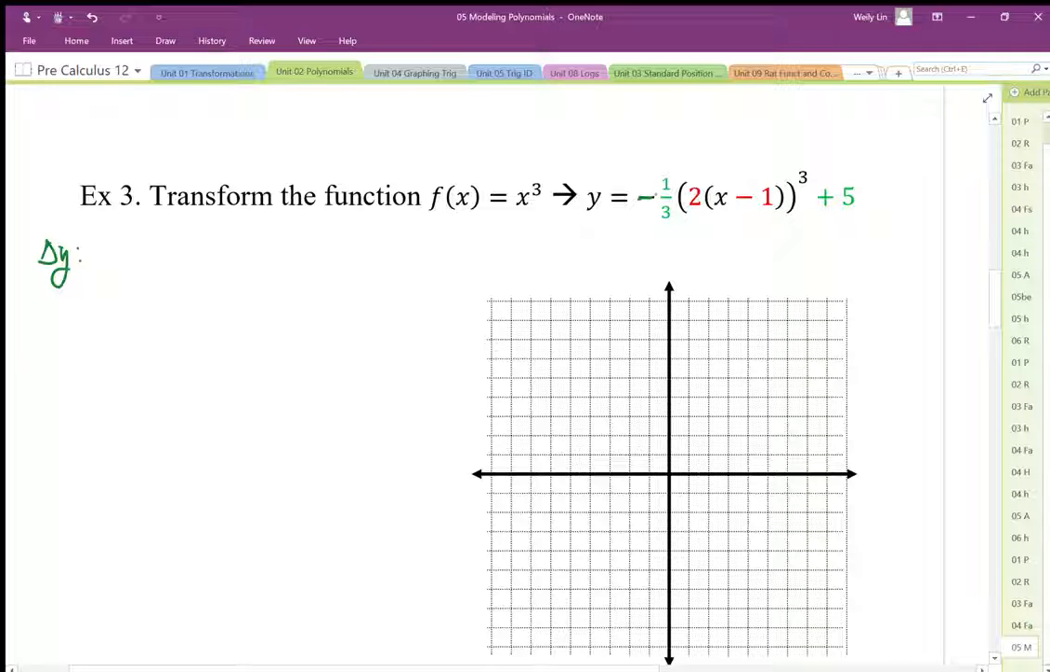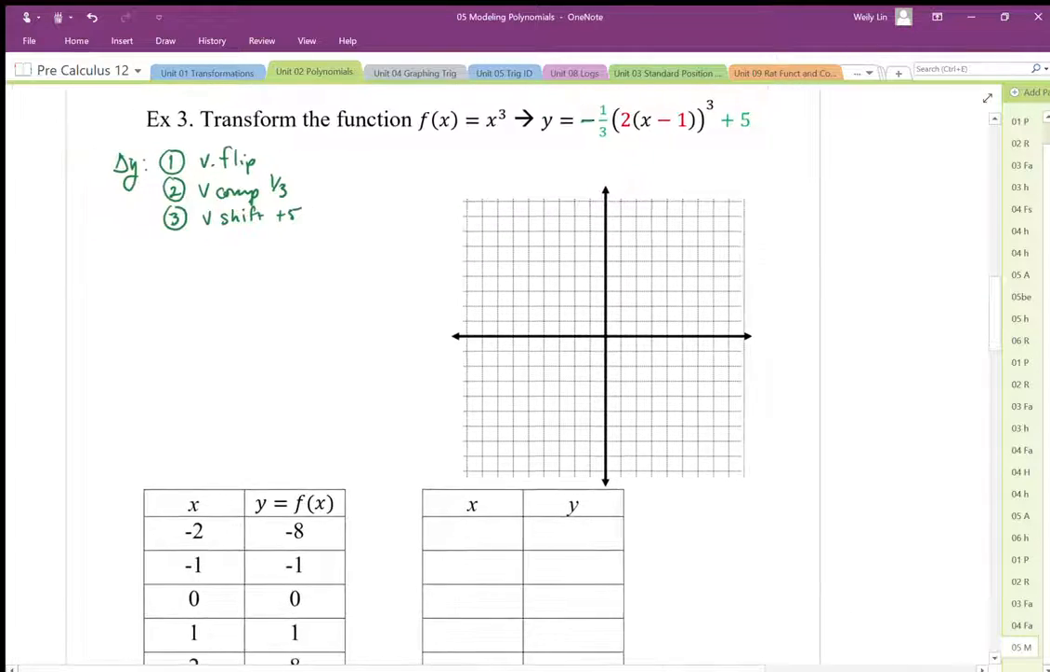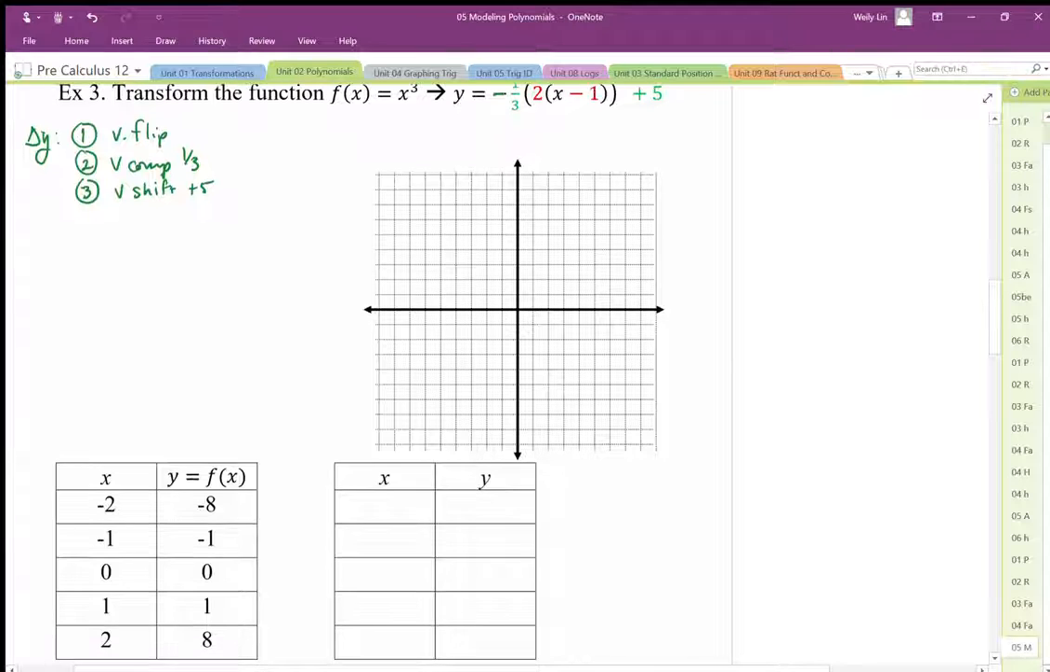I've got a flip, I've got a compression, I've got a shift. And in fact, the order of that, I can just do it in that order. It's a vertical flip. It is a vertical compression by 1/3. And it's going to be a vertical shift plus 5. Okay, so I can just do all my y transformations because y's and x's can be done completely separately. So my y transformation is going to be times by -3, times by -1/3 and plus 5.